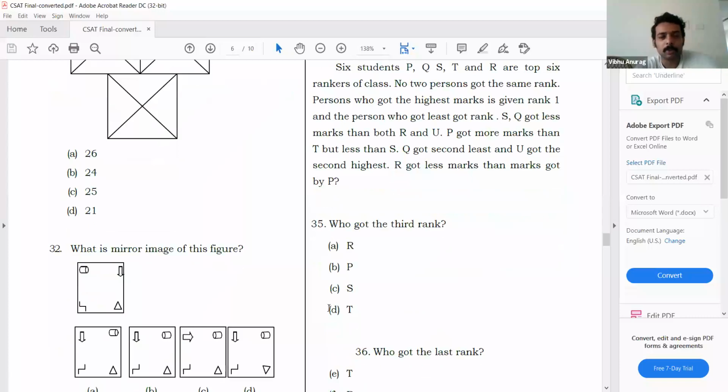You can leave 32. The images are not correct. See, mirror images are basically, you flip them vertically. Left goes to right and right goes to left. So none of the images match that. You have a different image.